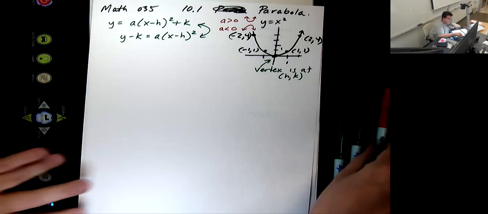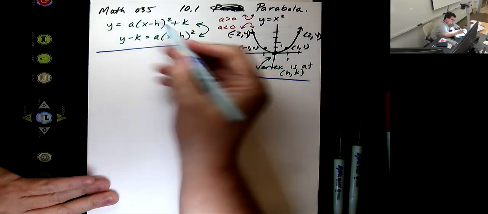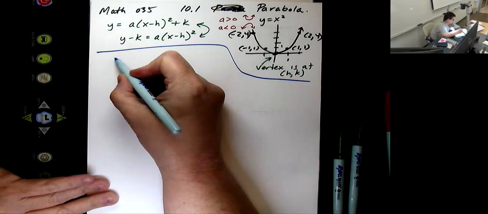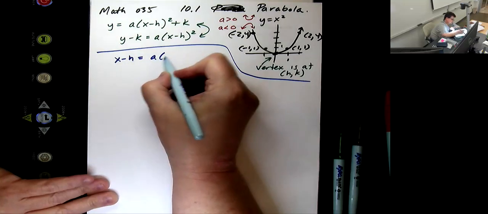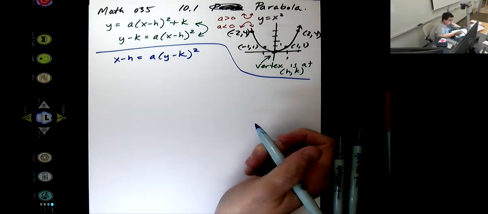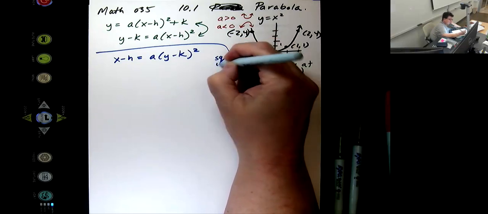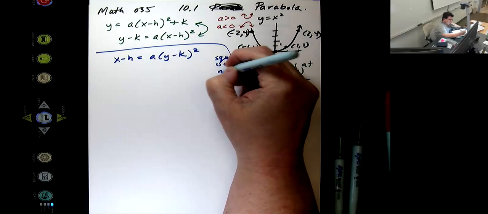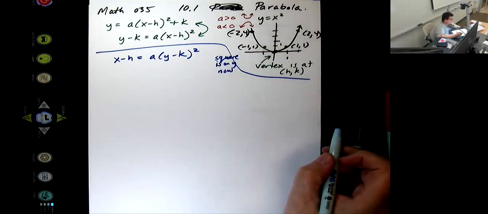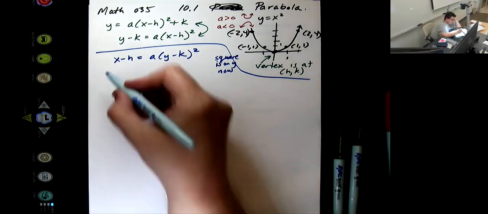Now we're going to change it up. That's the old stuff. Let's do some new stuff. So here we had y minus k equals a times (x minus h) squared. What if we had x minus h equals a times (y minus k) squared? The square is on y now. It still has a vertex at (h, k).